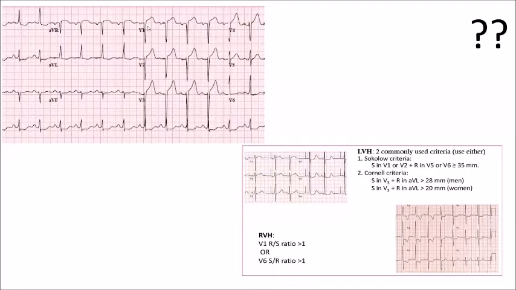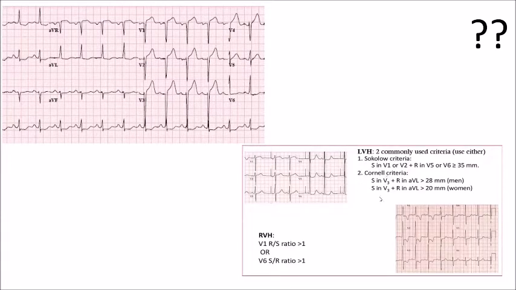V1, yes. So S in V1 plus R in V5, it will be near about 24. 24 small squares in the S, right, in V1, V2, whatever, 24. Yes. And if you come to V6, how many here? 1, 2, more than 10. And there is 3, 13. So 24 plus 13, definitely more than 35. Yes. So left ventricular hypertrophy.